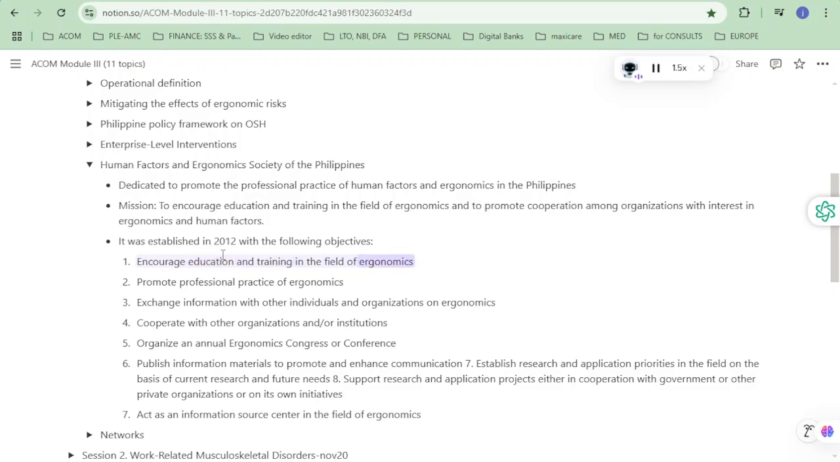of ergonomics, promote professional practice of ergonomics, exchange information with other individuals and organizations on ergonomics, cooperate with other organizations and/or institutions, organize an annual ergonomics congress or conference, publish information materials to promote and enhance communication. 7. Establish research and application priorities in the field on the basis of current research and future needs. 8. Support research and application projects either in cooperation with government or other private organizations or on its own initiatives. Act as an information source center in the field of ergonomics. Networks.